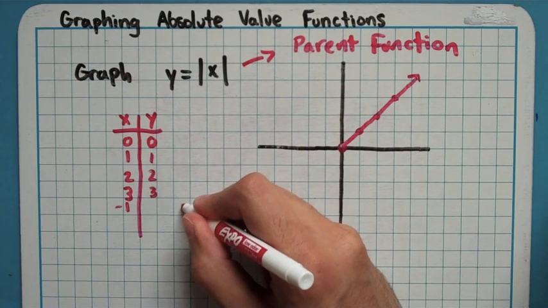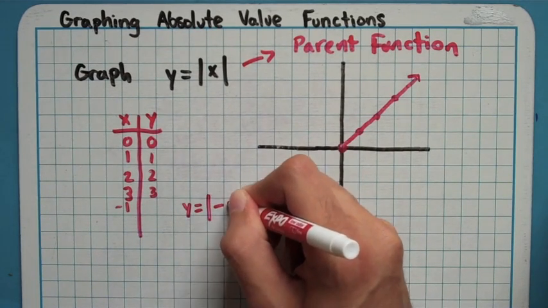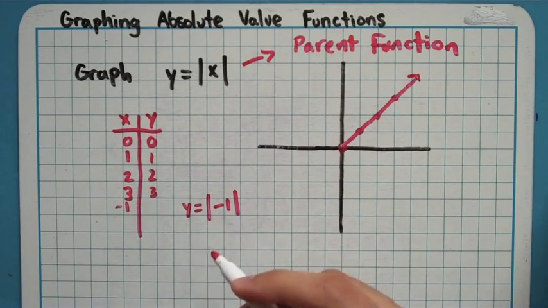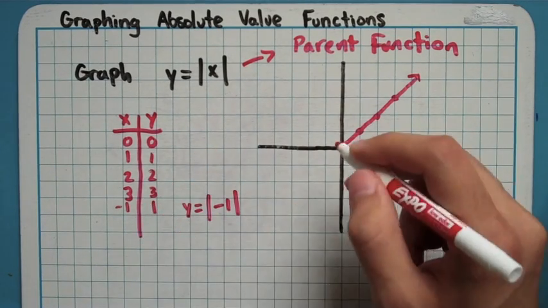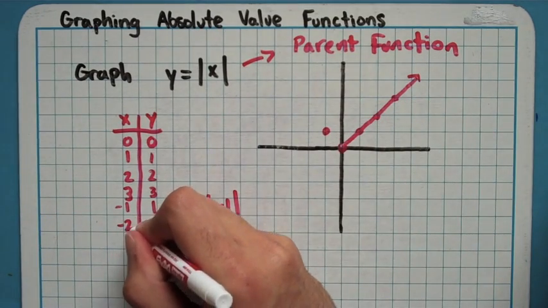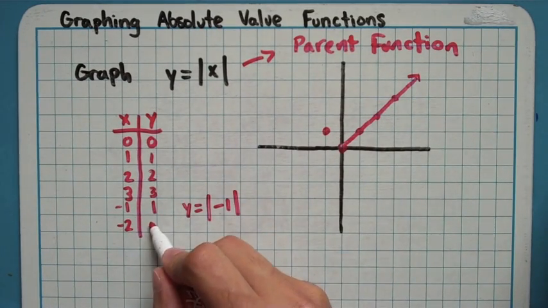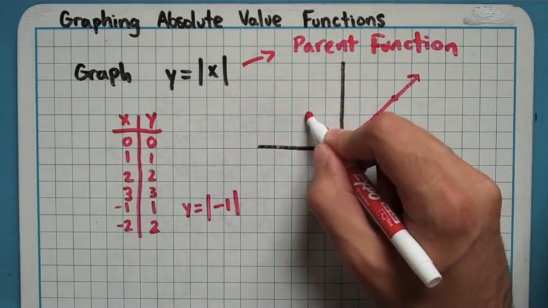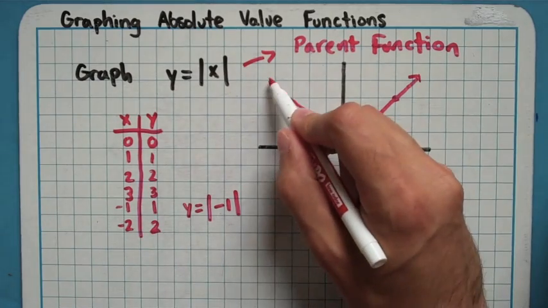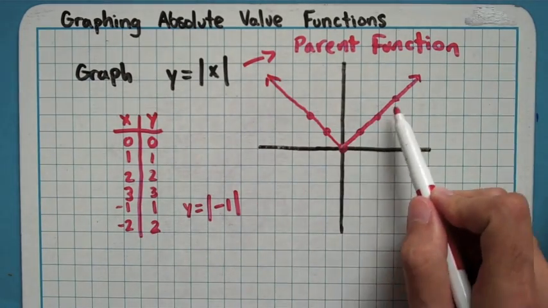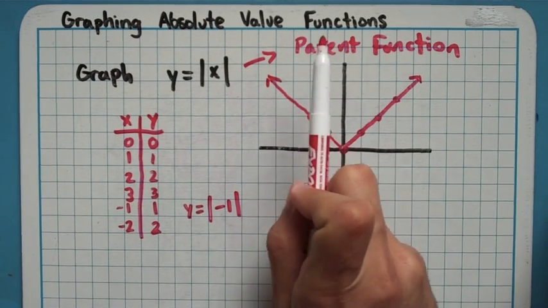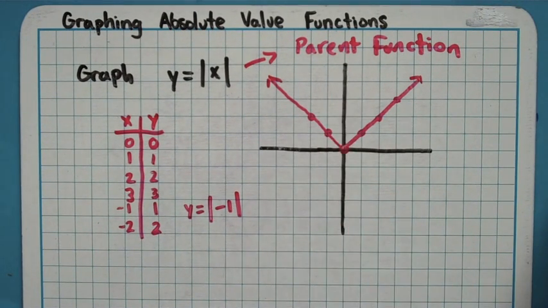If I plug in a negative 1, I get y equals the absolute value of negative 1. But the absolute value of negative 1 is actually a positive 1. So negative 1, comma positive 1 is on the graph. If you plug in a negative 2, absolute value of negative 2 is also a positive 2. So this graph isn't a straight line. It's actually a V. All the positive parts are here, and the negative parts are increasing as well. So it should look symmetric, the same thing on both sides of these lines right here. And it makes a V.